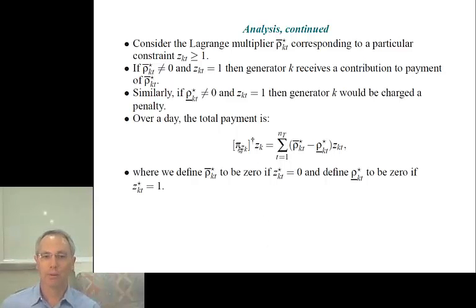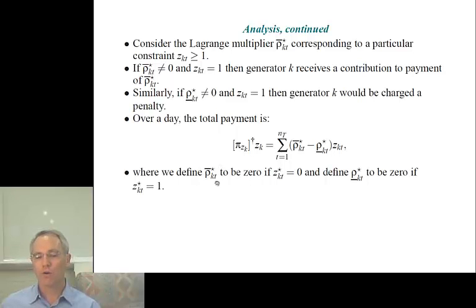Over a day, the total payment would be pi zk transpose zk, and just multiplying those entries together, what we would get is the sum over the pricing intervals of the day of the difference between these two entries, times zkt. And just for uniformity's sake, or well-definedness's sake, whenever zkt star is equal to 0, remember I don't have the constraint zkt greater than or equal to 1.